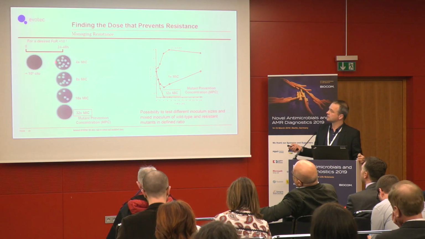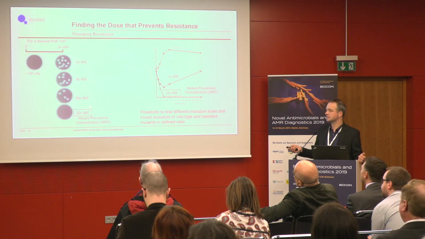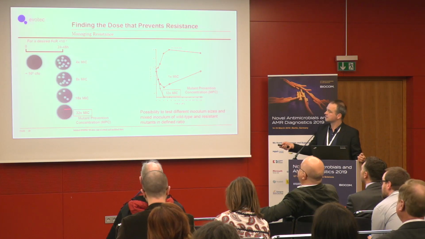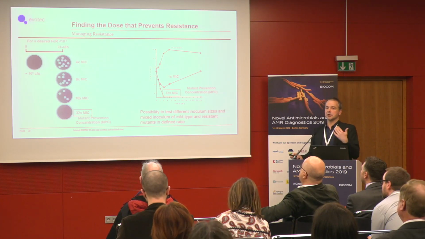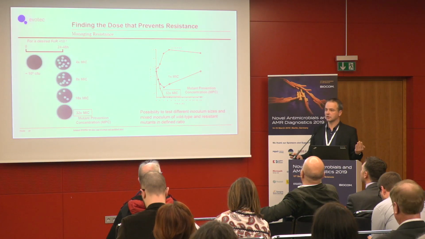And there are different ways of doing that. The easiest way is that you target a resistance frequency, here 10 to the minus 9, and then you plate it at 4 times the MIC, 8 times the MIC, 16 times the MIC, until you don't see anything that grows. In that case, 32 times the MIC. So basically, you know that if you dose high enough, then you don't have mutants that come up.